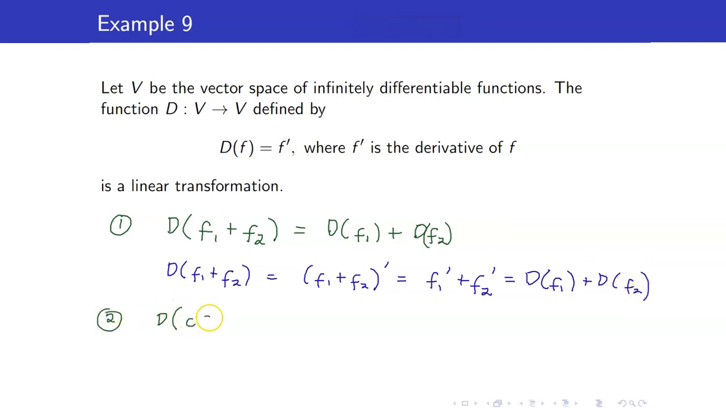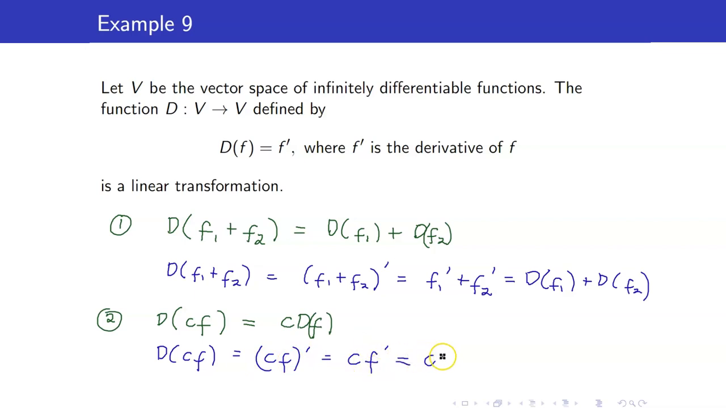Moreover, if you get the derivative of a constant times a function, this is the same as the constant times the derivative of the function, right? The derivative of c times f, by definition, is c times f prime. But when you're getting the derivative, you pull out the constant and you multiply it with the derivative of f. This is your c times D of f.